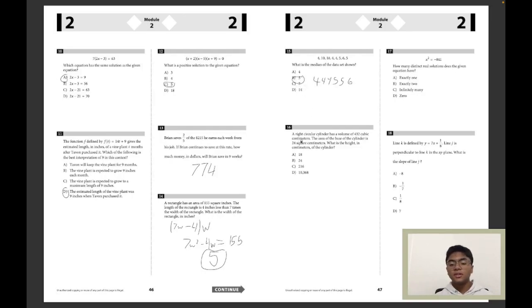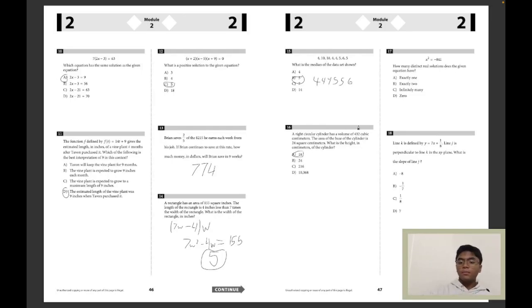A right circular cylinder has a volume of 432 cubic centimeters. The area of the base is 24. What is the height? So for cylinders, the volume is just going to be the base times the height. They gave you the base here as 24, so you just have to do 432 divided by 24. So 432 divided by 24, the answer is 18.